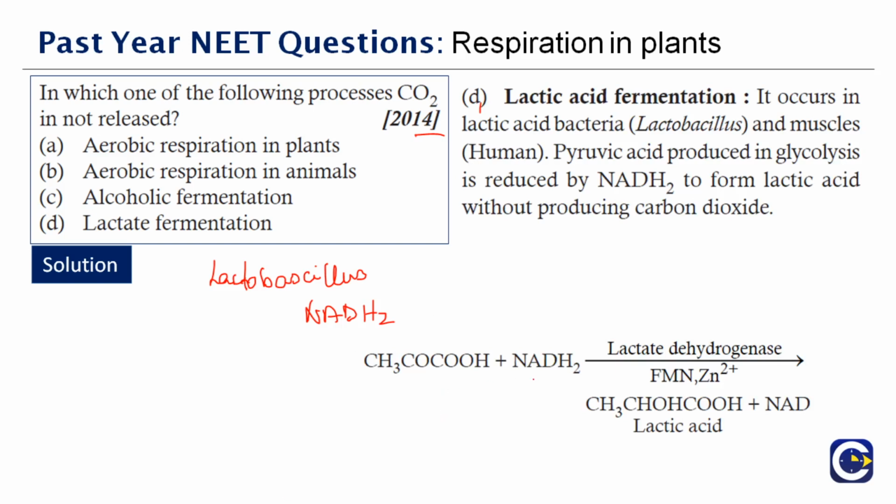And there you have the process. So you have pyruvic acid plus NADH2 in the presence of lactate dehydrogenase. This is the enzyme, okay, which will help in the reaction. So it produces lactic acid plus NAD, but you don't have any carbon dioxide liberation. Therefore, the correct answer is option D, lactate fermentation.